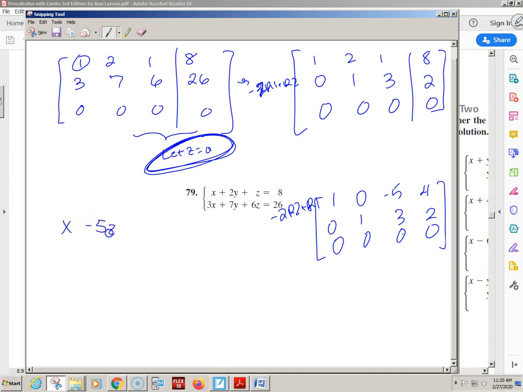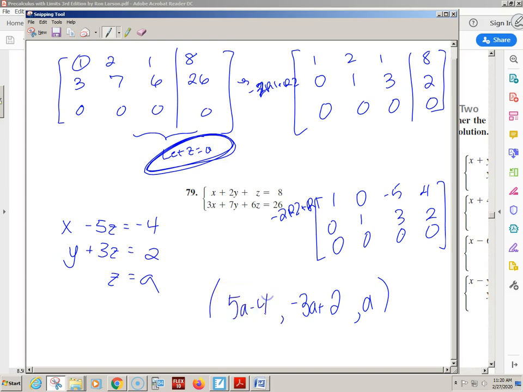So x minus 5z is negative 4. Rewriting that first row as an equation with x's and y's and z's. And then I have y plus 3z is equal to 2, and z equals a. So I can go ahead and plug and check. And leave, double check me. Subtract, I get negative 3a plus 2. And then 5a minus 4. Uh-oh, let's double check. Oh, yeah. Oh, I just wrote it wrong. Sometimes it happens.